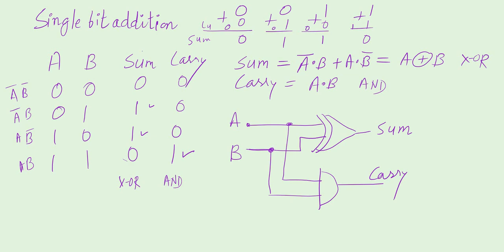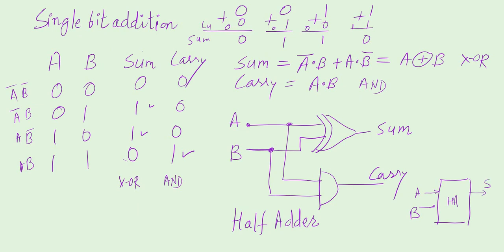This becomes the circuit which is known as a half adder because it adds only 2 bits. And its block diagram is shown in this form, that this is a half adder. It has 2 inputs A and B and it has 2 outputs, sum and carry. This is known as a half adder.